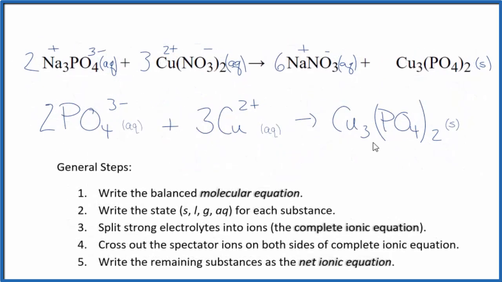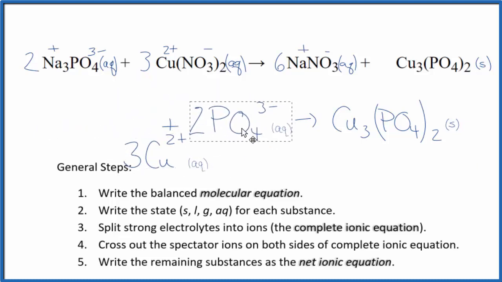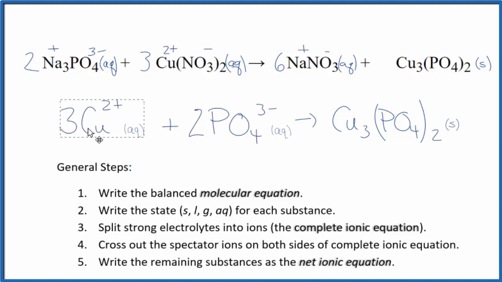So this is the balanced net ionic equation for Na3PO4 plus Cu(NO3)2. Often you'll see the positive ion put first in net ionic equations. It doesn't matter, maybe it looks a little nicer. So note that we have 3 times 2 plus, that's 6 plus. 2 times 3 minus is 6 minus. So 6 plus and 6 minus gives us a net charge of 0. Over here, this is a neutral compound, so the net charge is 0. So charge is balanced, and if you count the atoms up, they'll be balanced as well.